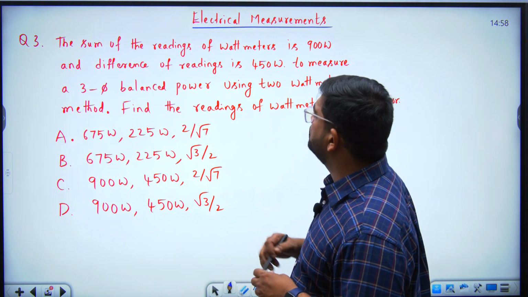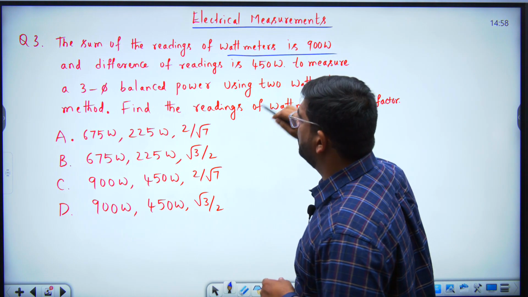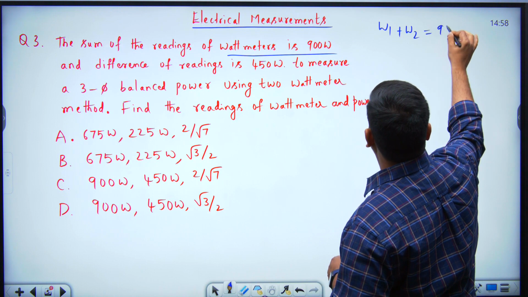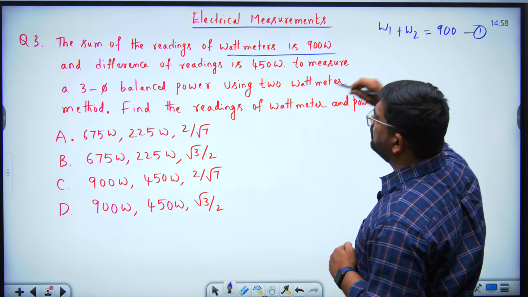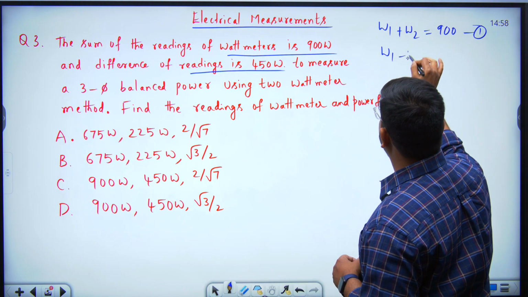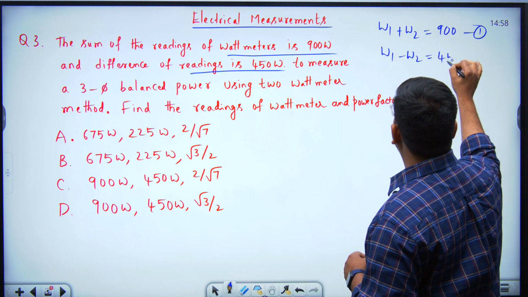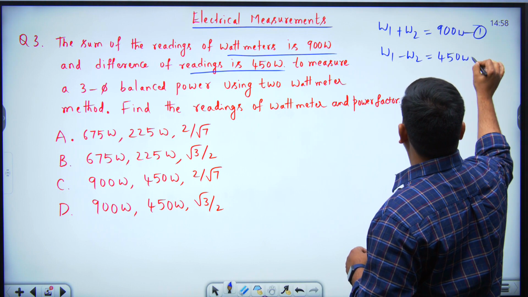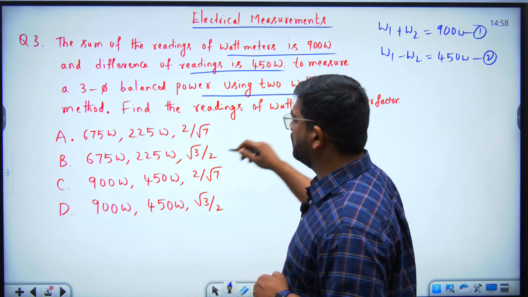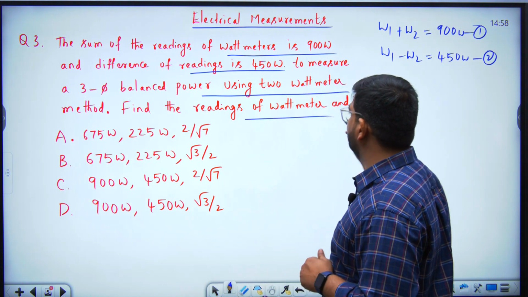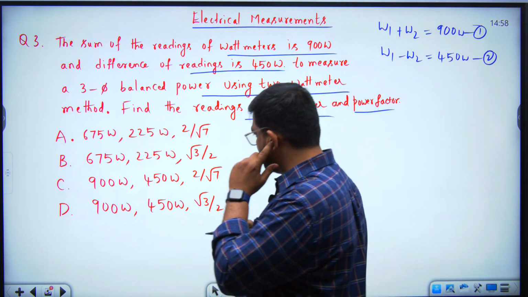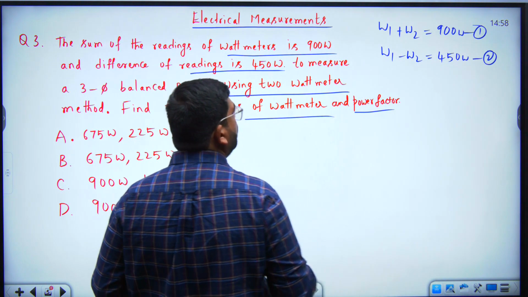So the sum of the readings of the wattmeters is how much here? The sum W1 plus W2 is given as 900 watts, and the difference of the readings, W1 minus W2, is given as 450 watts. To measure 3-phase balanced power using the 2 wattmeter method, the readings of both wattmeters are asked, and at the same time the power factor is also asked. It is really easy to find.